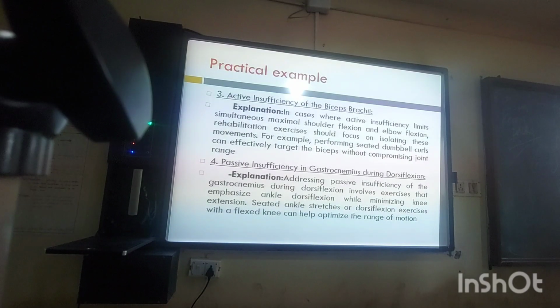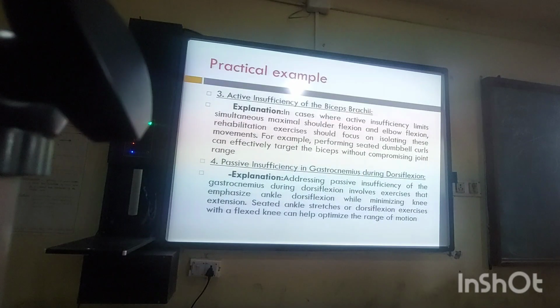Active insufficiency of biceps. In cases where active insufficiency limits the simultaneous maximum shoulder flexion and elbow flexion, rehabilitation exercises should focus on isolating these movements. That is, performing seated dumbbell curls can effectively target the biceps without compromising the joint. कर रहे हैं हम exercises, and they are giving these exercises.